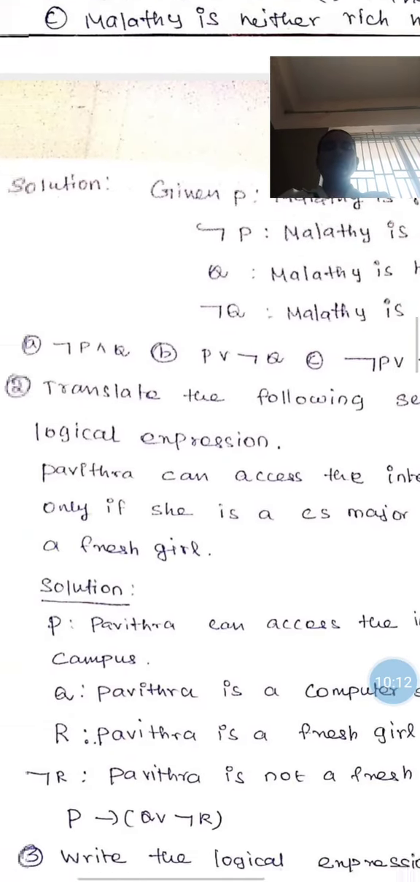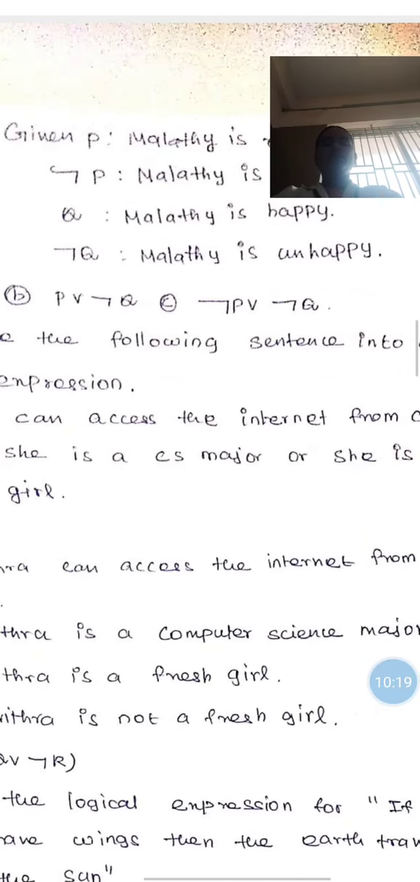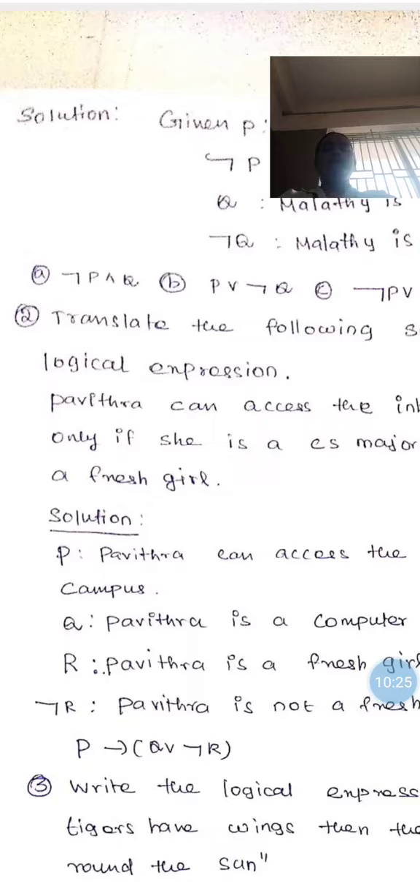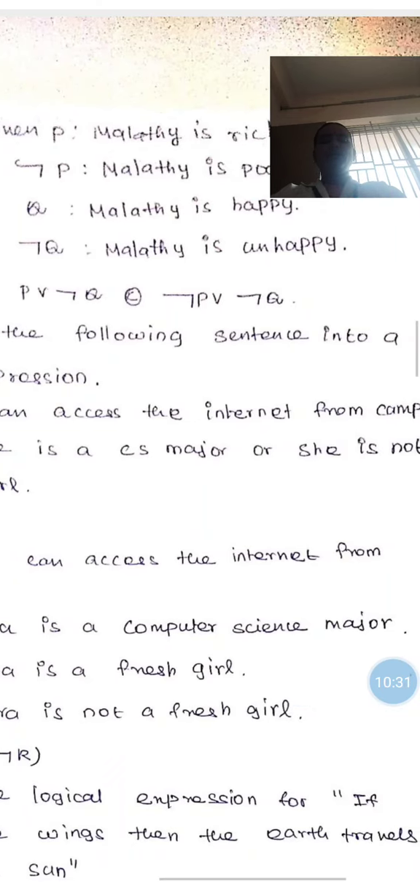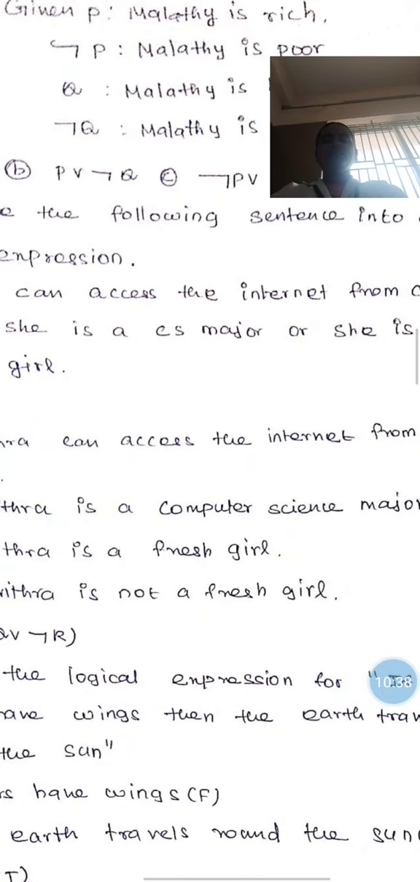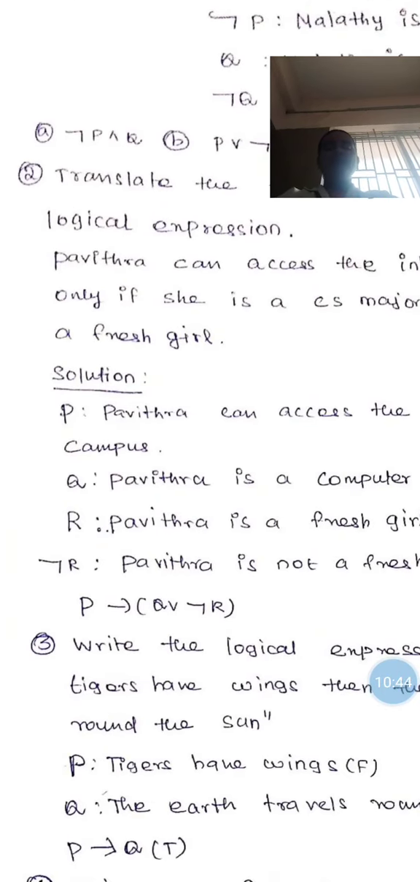Translate the following sentence into a logical expression. Here the statement is, Pavitra can access the internet from campus only if she is a computer science major or she is not a fresh girl. Here the connectives are only if, or, and not. First we denote P: Pavitra can access the internet from campus. Q: Pavitra is a computer science major. R: Pavitra is a fresh girl. And negation R is Pavitra is not a fresh girl. So the given statement can be written as P conditional Q disjunction negation R.